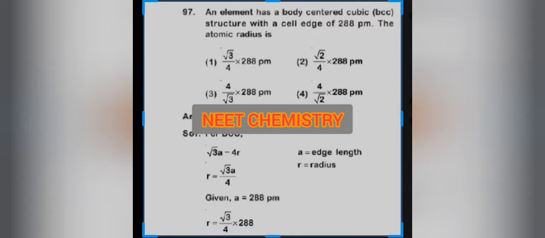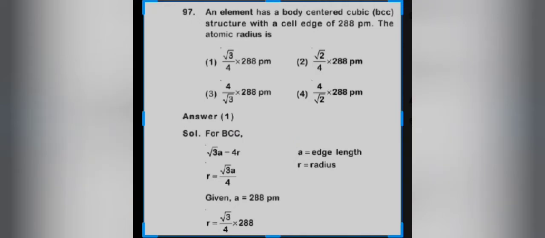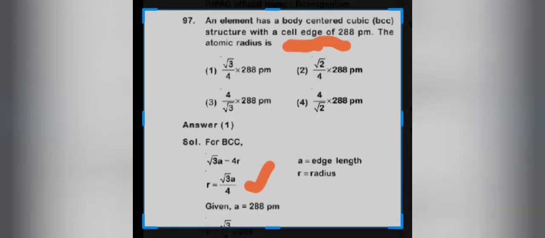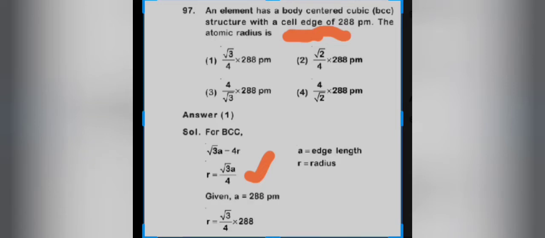Today I am discussing another question in this part. An element has a BCC, body centered cubic, structure with a cell edge of 288 picometer. The atomic radius is? Dear students, for a BCC structure, r equals root 3 a by 4. Radius is not given here, the cell edge is given, which means the value of a is the cell edge. So r equals root 3 by 4 times a, and we have to put in the value of a.